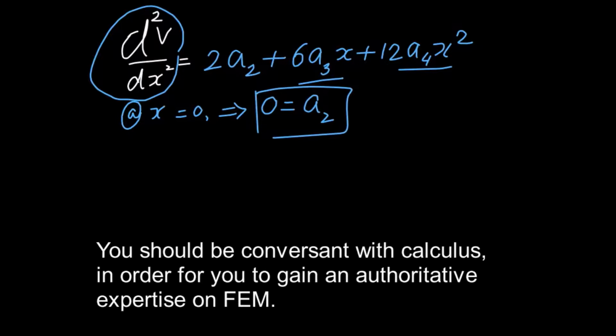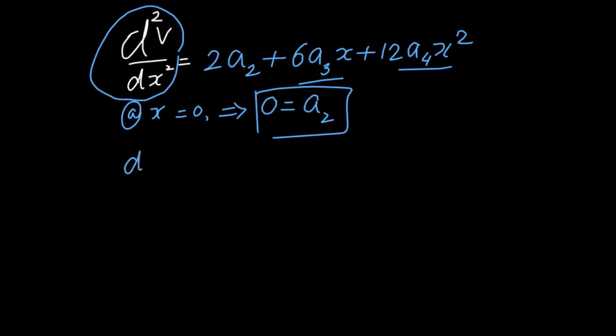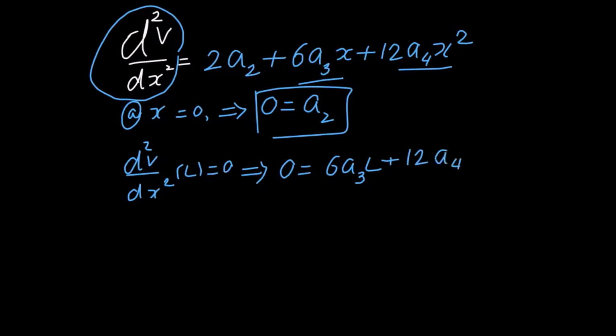So let me write the fourth boundary condition. The value of d squared v by dx squared at x is equal to L is going to be 0. So that is what the fourth boundary condition is saying, which means that the left hand side, obviously that becomes 0. d squared v by dx squared, that is 0, is equal to 2a2. a2 is already 0, so I'm not going to write that value here. So plus 6a3L, because I'm concerned about the location at x is equal to L, plus 12a4L square. So that's what you will be getting.